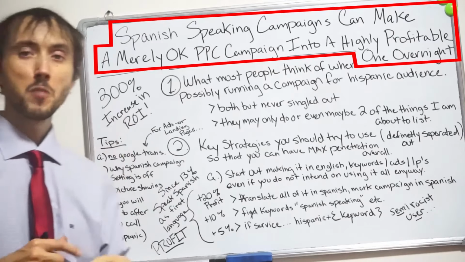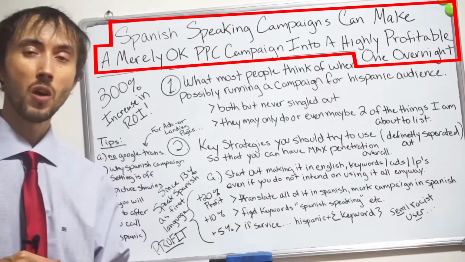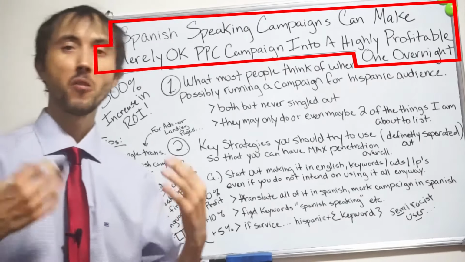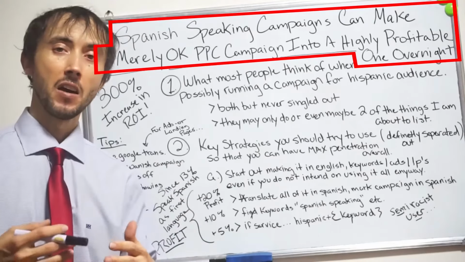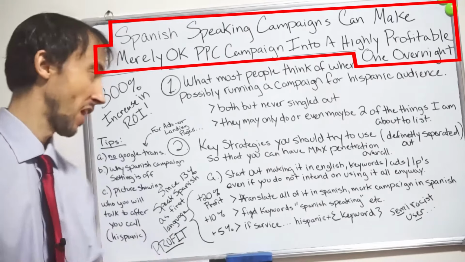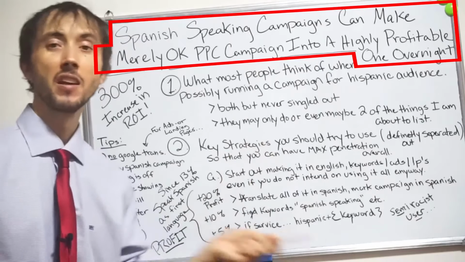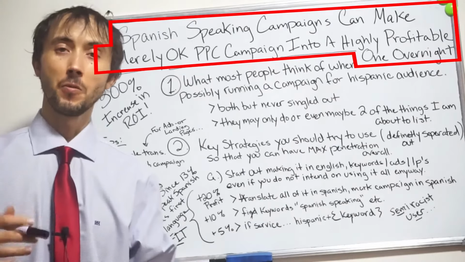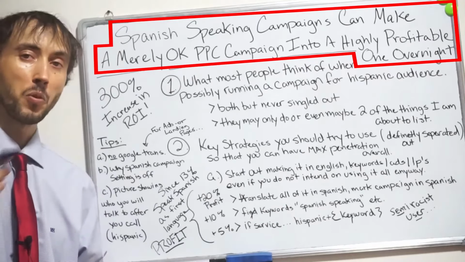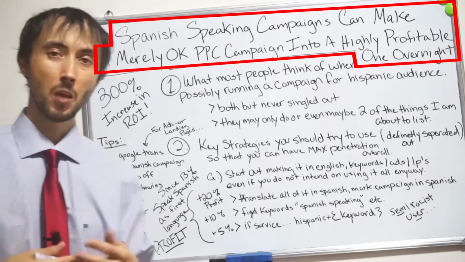Or you can get a 300% increase in your ROI just by running the Spanish version of your campaign versus your English, or to compare the difference between Spanish versus English, at least doing it the way I'm going to announce to you on this video today. It'll get you 3 times the difference in ROI or profit on your campaigns that an English campaign will.